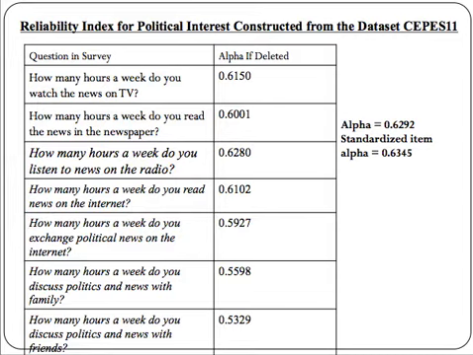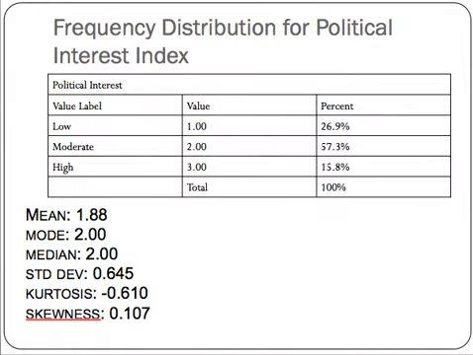The reliability analysis combines indicators measuring political interest by individual perceptions to forms of media through TV, radio, and internet, in addition to looking at individual discussions about politics. The alpha is 0.6292, and the standardized alpha is 0.6345, indicating a reliable index.